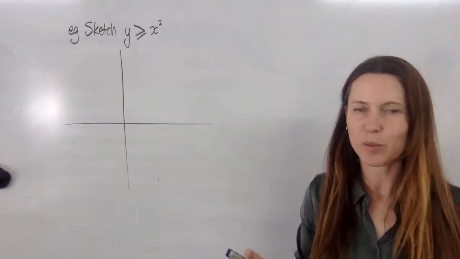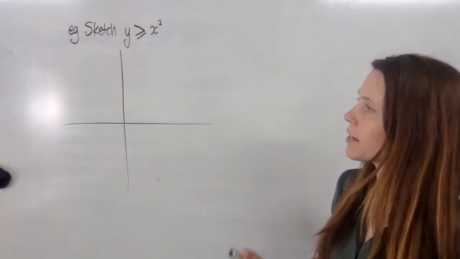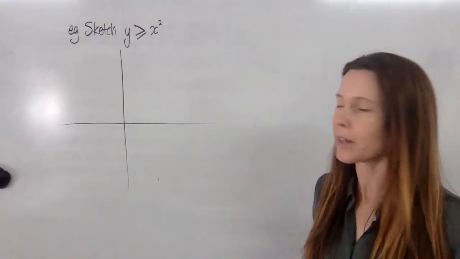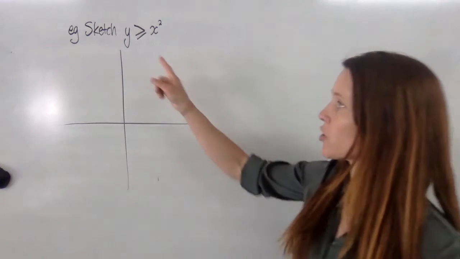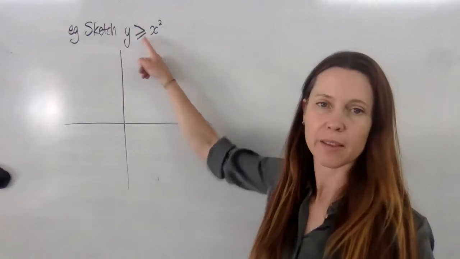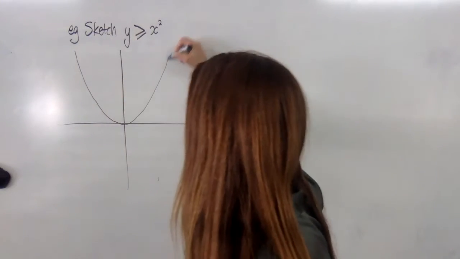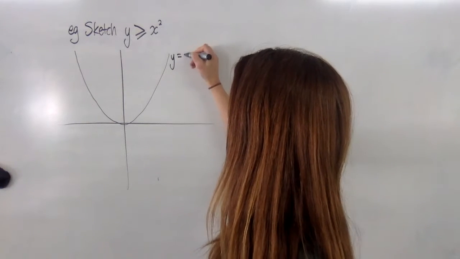And now for some examples. Let's start with a simple one, sketching y is greater than or equal to x squared. Now we want to start by just sketching y equals x squared, and we want to choose a solid line, not a dotted line, because we can see that the line itself is going to be part of the region. So go ahead and rough that in, and you can also label that line that you've sketched so it's really clear.